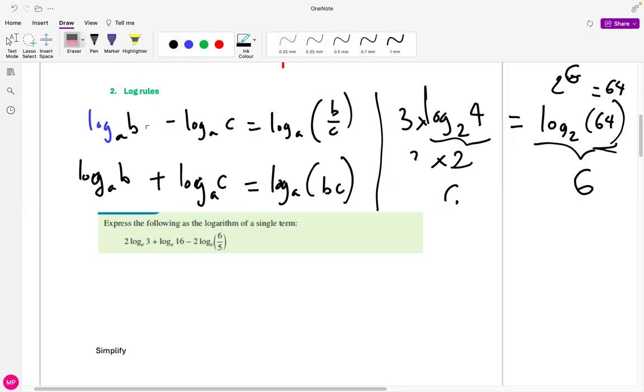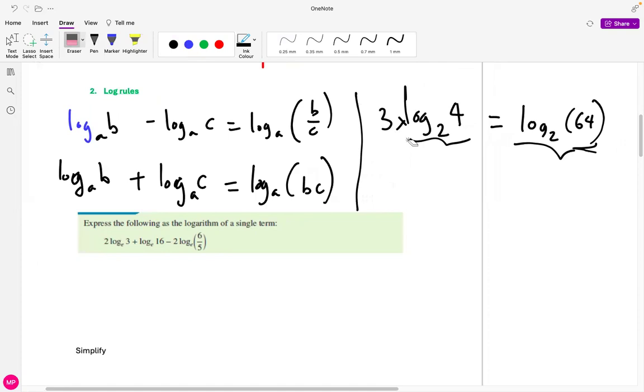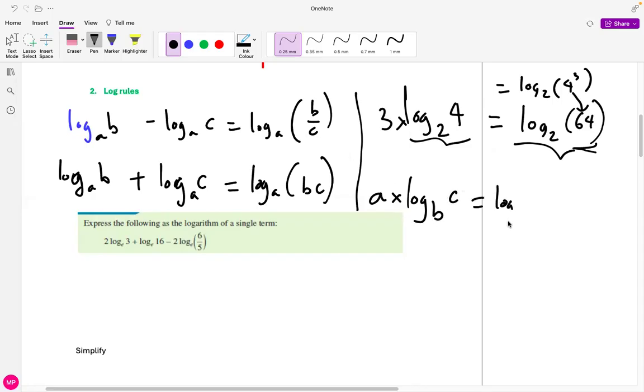So what does that mean in terms of the rules? If I move the number 3 to the top, I would have log 2 of 4 to the power of 3. And 4 to the power of 3 is actually 64. So this is another rule. We have a times log b of c, and we can move a to the top to become log b of c to the power of a.